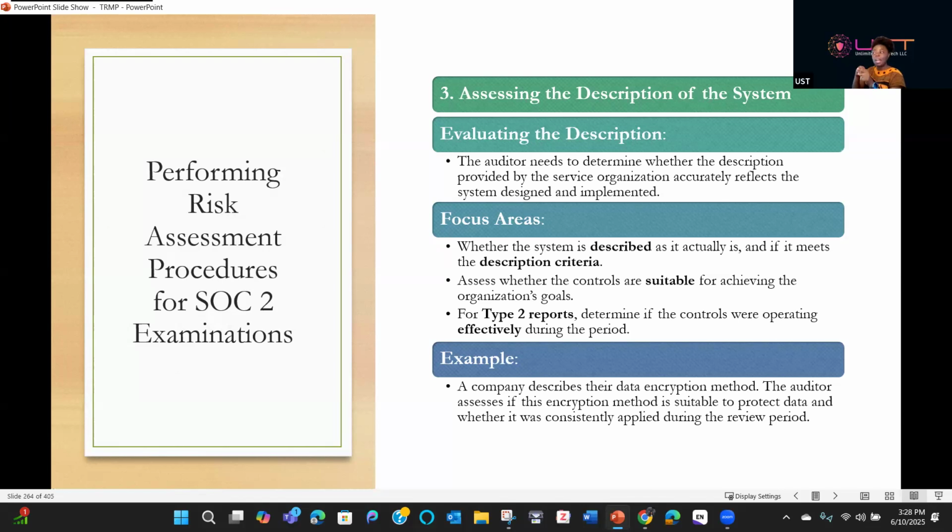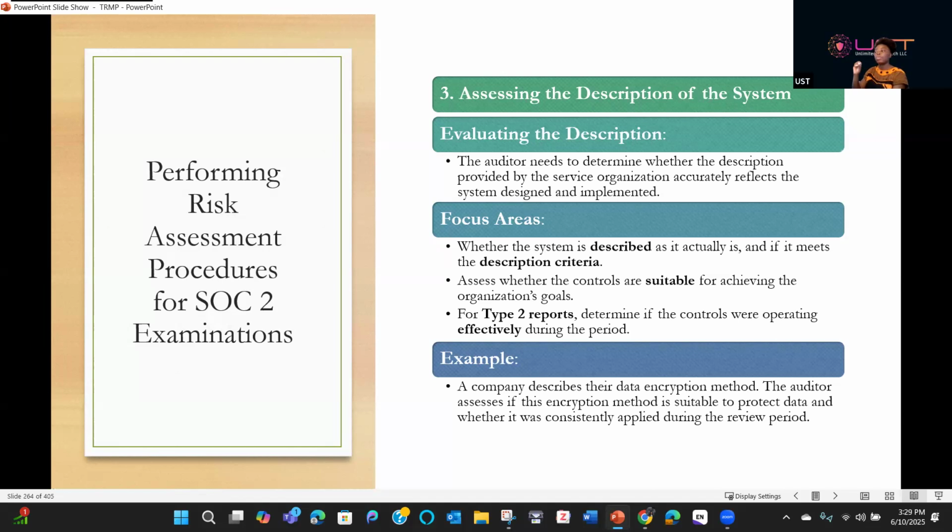Whether the system is described as it actually is, and if it meets the description criteria, assess whether the controls are suitable for achieving the organization's goals. Remember what I just said earlier? Yes, the organization can give you this system description. They can come up with their written assertion, but still, that's not enough tangible reason for you to just trust them. That's why we're talking about independence. Again, you still have to make sure that those controls are suitable so as to achieve the organization's goal.